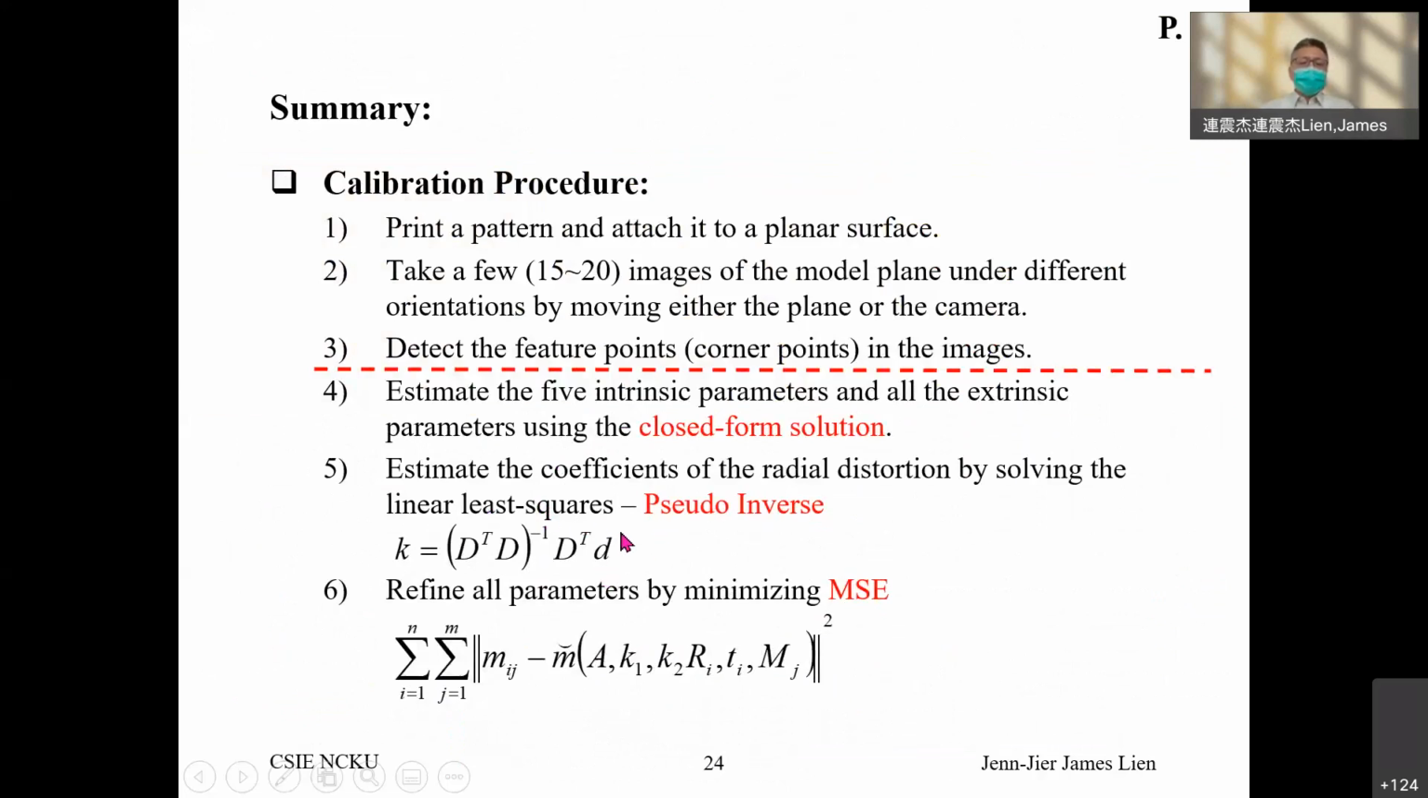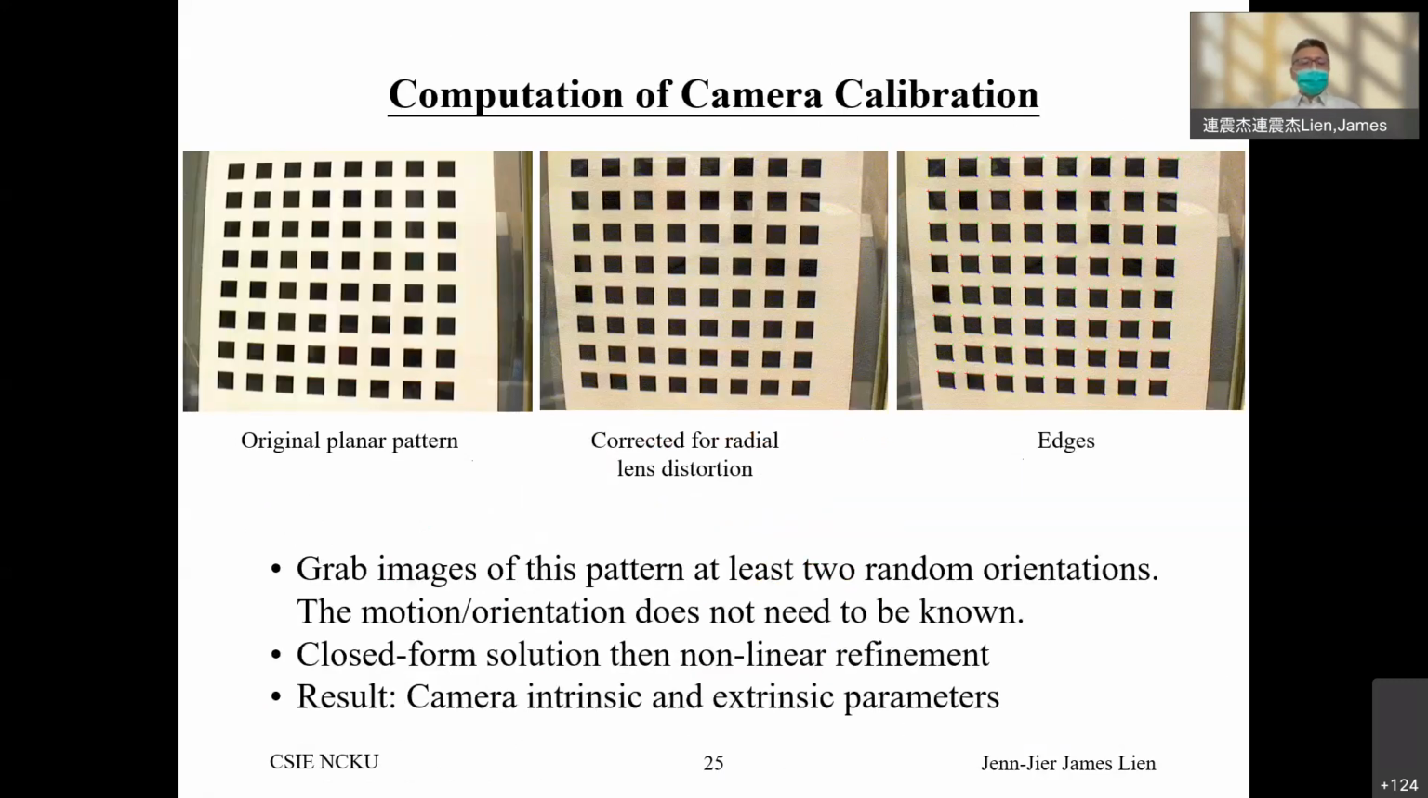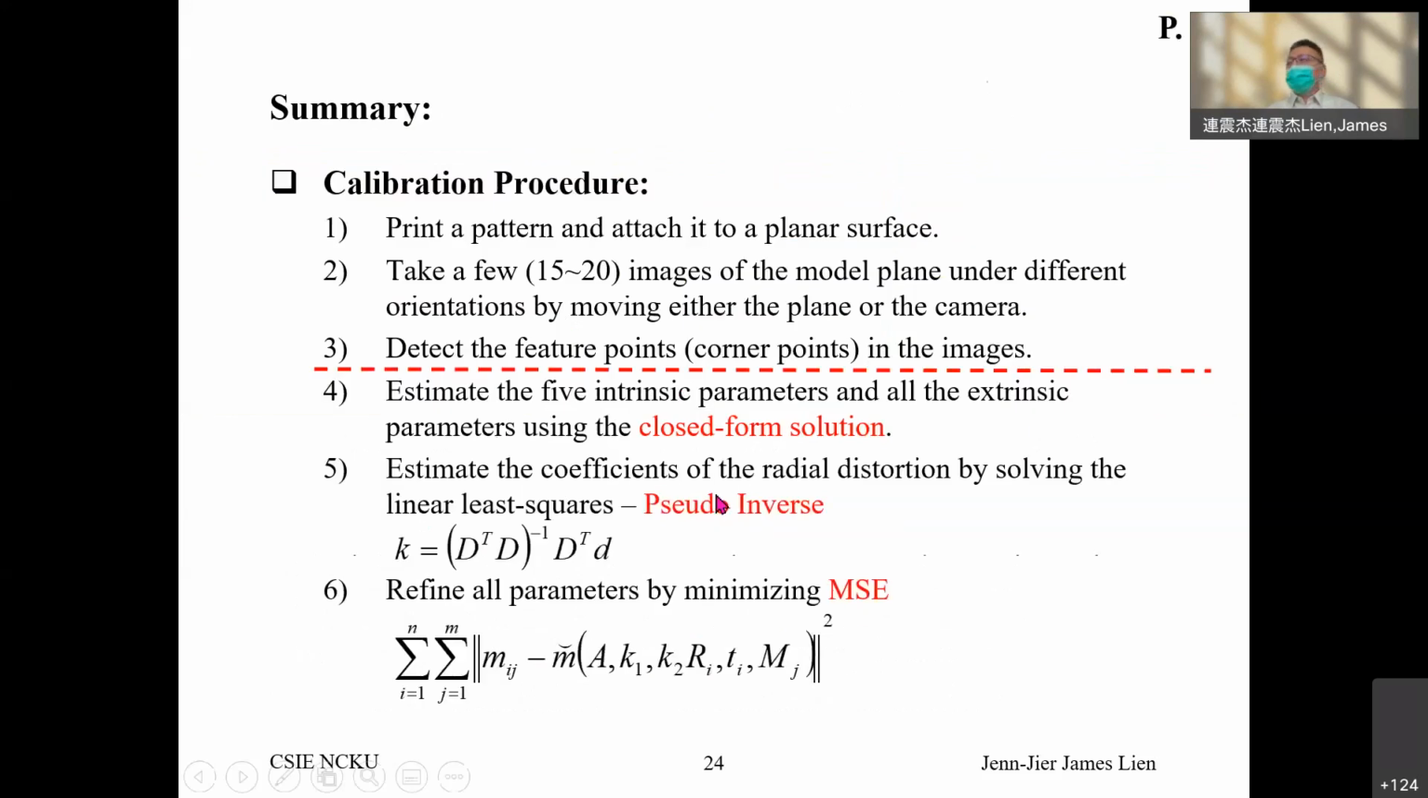For the final one, we will use LM to solve the mean square error again to refine the intrinsic parameters and the distortion parameters. We'll do refinement here. Okay, so that's the approach. So next hour I will start to talk about this one. How do you do the attenuation?